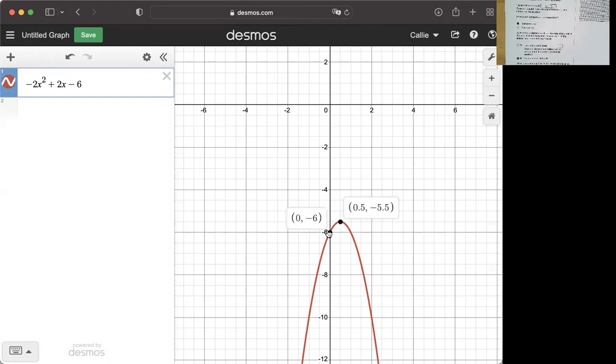The domain is all real numbers, negative infinity to infinity. The range is between negative infinity and negative 5.5, because it's always going down. Where is it increasing and where is it decreasing? It's increasing from negative infinity to 0.5, and decreasing from 0.5 to positive infinity. Where is it positive and where is it negative? It is negative everywhere, from negative infinity to positive infinity, because it never crosses the x-axis. So it would be never positive.